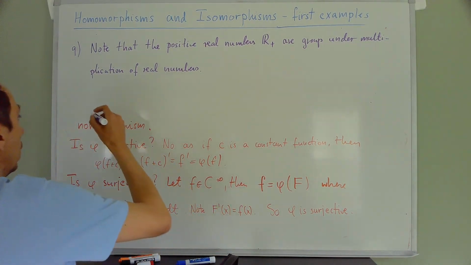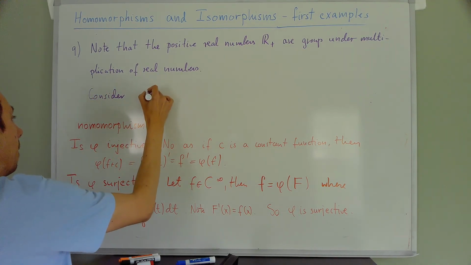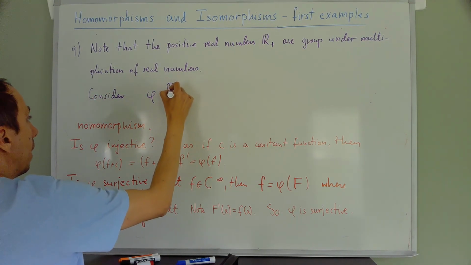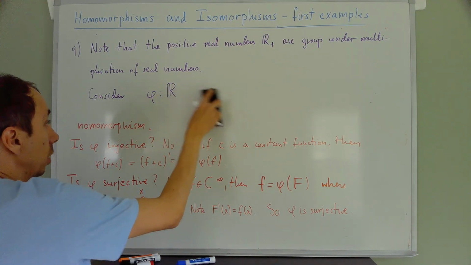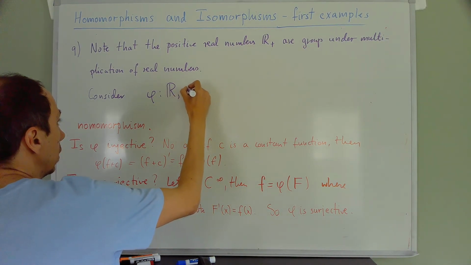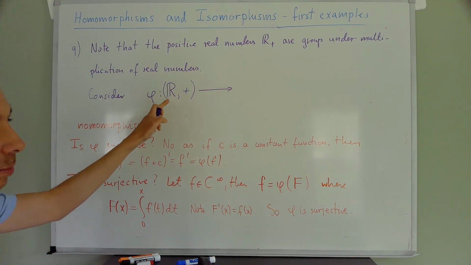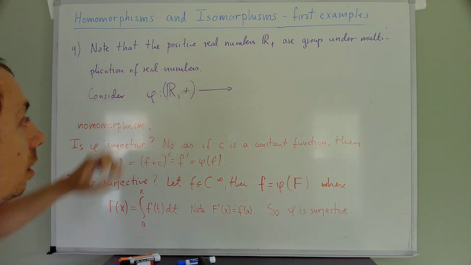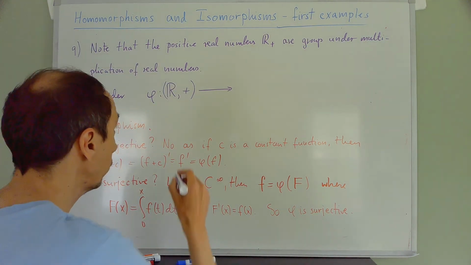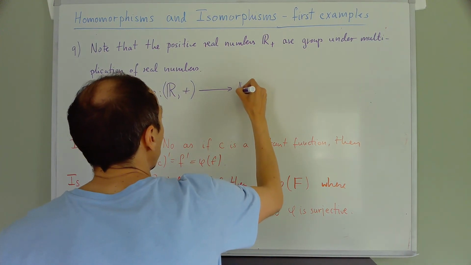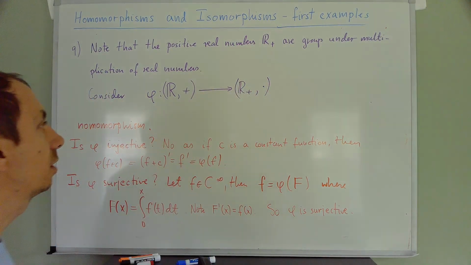So consider the following map. From all real numbers, this is a group under addition. This time I'm going to put a plus here to emphasize the group under addition. But real numbers are a ring, right? So when I just treat it as a group, I can only treat it as a group under addition. Going to R plus. And here I'm going to put again multiplication just to emphasize that this is a group under multiplication.